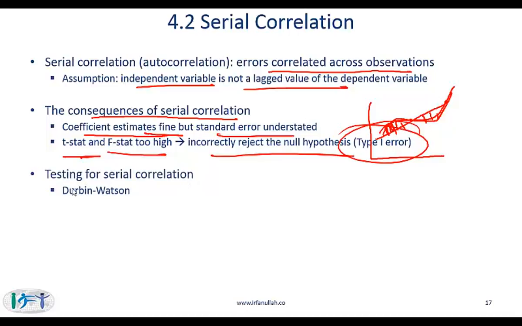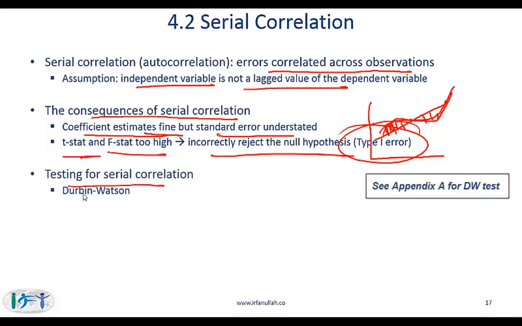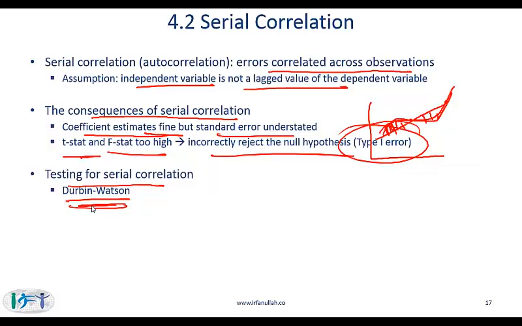Okay, next, how do you test for this? You test using the Durbin-Watson statistic. Now here again, I'll have this in the appendix because the learning objectives don't explicitly make a big deal of this. They don't even mention the Durbin-Watson statistic. So it is in the curriculum, it is mentioned in the examples. So I have it in my appendix video.